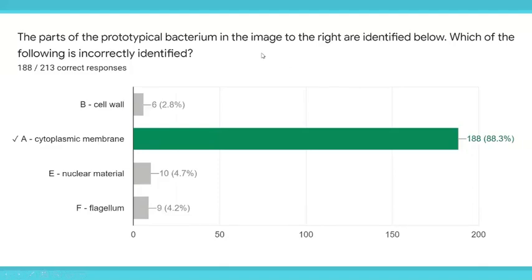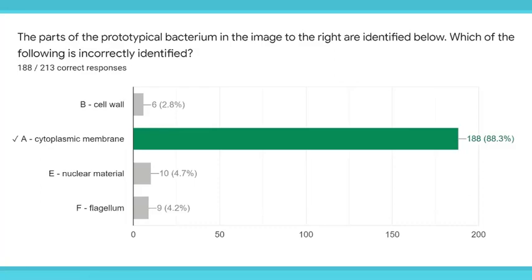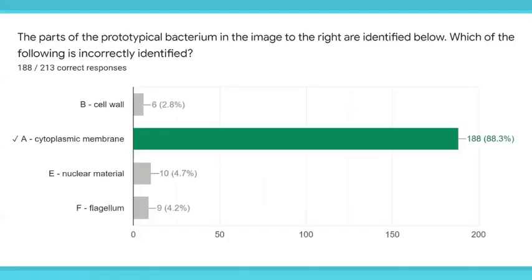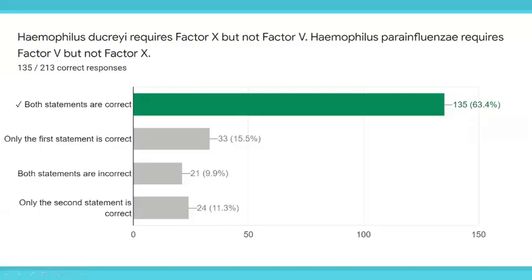Next question. The parts of the prototypical bacterium in the image to the right are identified below. Which of the following is incorrectly identified? So this is the accompanying picture to the question. As you can see, letter A should be pili, not cytoplasmic membrane. Letter B would be the cell wall. The letter E would be nuclear material. And letter F would be a flagellum. Okay, letter A is not the cytoplasmic membrane. That's actually pili.